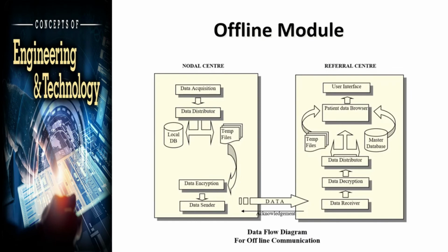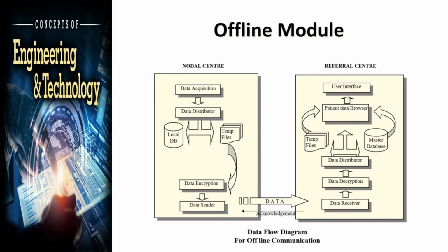So the first one is the offline modules. We have the nodal centers. Everybody knows about the nodal centers and the referral centers. In the nodal centers, we will have the data acquisition systems. In the data acquisition system, we will be using different equipment to get all the information. For example, we have the ECG machine, which will acquire all the information. This information will be stored in the local database whenever the patient comes. Then all the information will be taken for transmission.